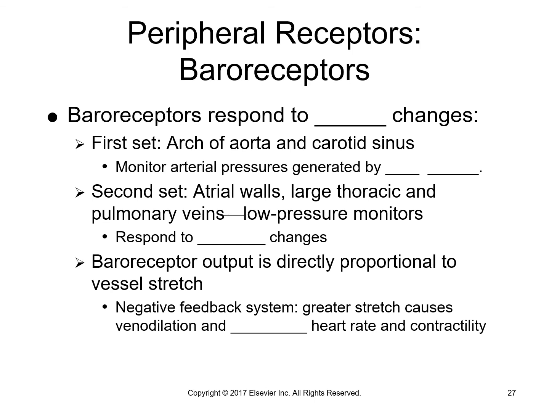Your baroreceptor output is directly proportional to your vessel stretch. So the greater the blood pressure, the greater the stretch, and the higher the rate of neural discharge to the medulla. The negative feedback system works as the greater stretch causes venodilation and decreased heart rate and contractility. These are basically trying to balance out each other by activating chemical and hormonal mechanisms. That's how this is working.